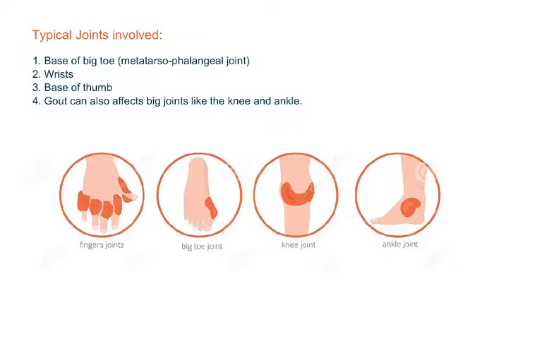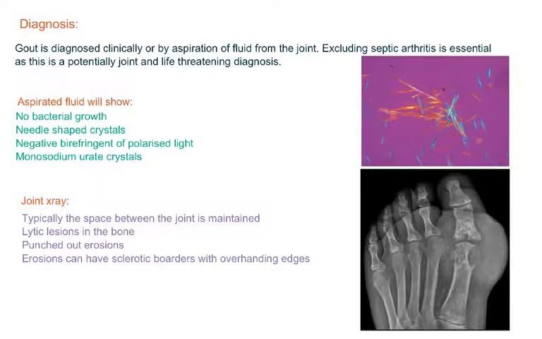The most common joint affected in gout is the base of big toe, metatarsophalangeal joint. Other than that, wrist, base of thumb, and big joints like knee and ankle can also be affected. Gout is basically a clinical diagnosis. However, it is important to rule out septic arthritis by aspiration of fluid from the joint.